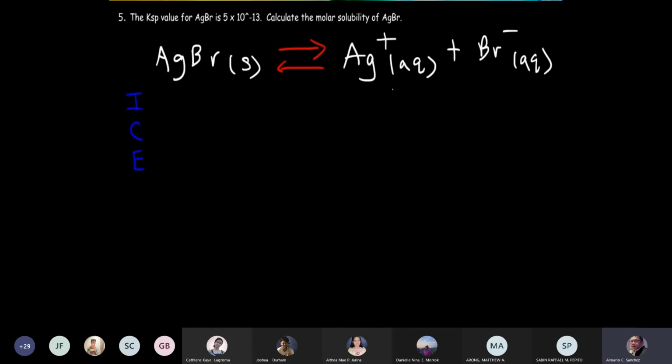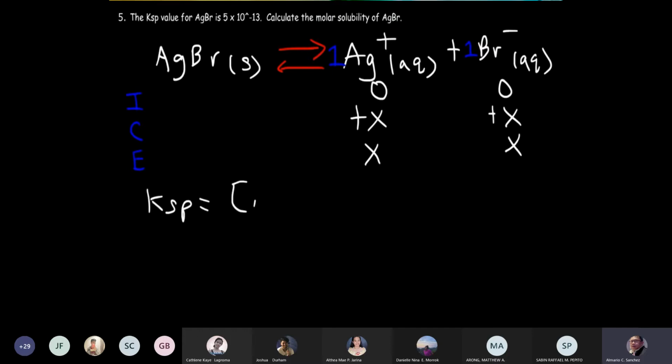Initially, the concentration of Ag and Br will be 0. As a result, the reaction has to shift to the right. So therefore, the products will increase by X. The molar ratio is 1 to 1. Now, to write the equilibrium expression for this reaction, it's going to be products divided by the reactants.